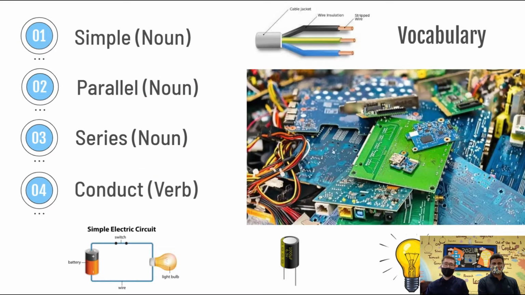Okay, let's come to the vocabulary. The first one, simple. So the simple circuit, that's just one battery and at least one bulb and the wire. This is a simple circuit with nothing else.